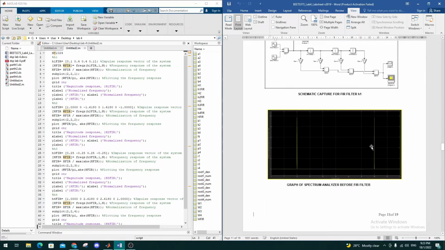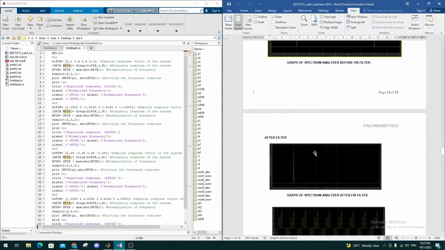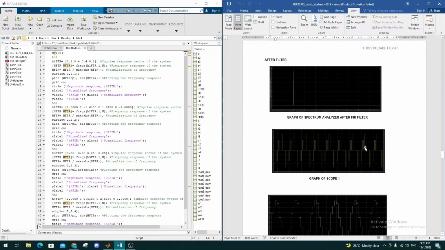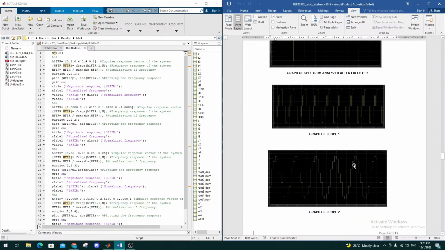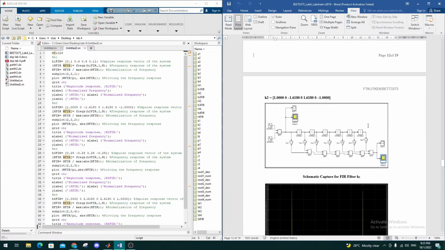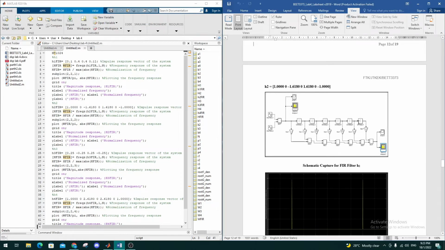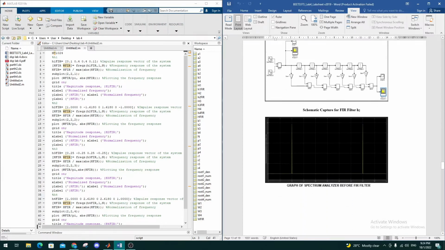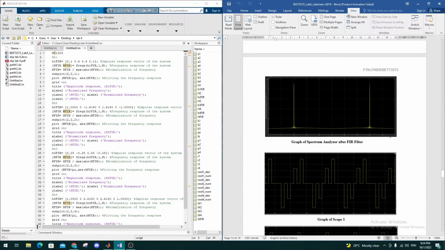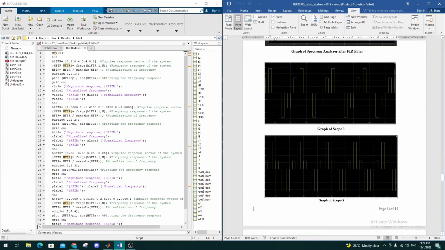As you can see, this is the graph of the spectrum analyzer before the FIR filter. So this one is the graph after the FIR filter. This is the graph for scope 1, and this is the graph for scope 2. Okay, let's move on to H2, which is this one, the schematic for H2. This is the graph for the spectrum analyzer before the filter, and this is after the filter. This is the graph for scope 1 and scope 2.